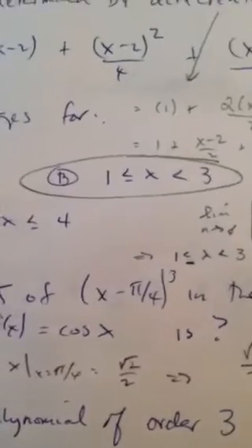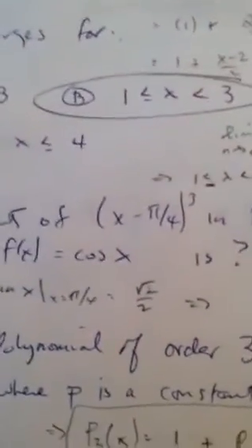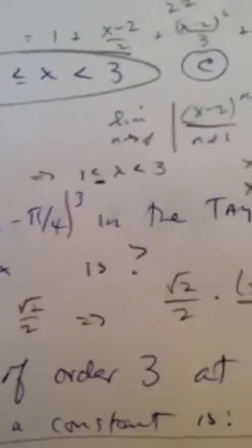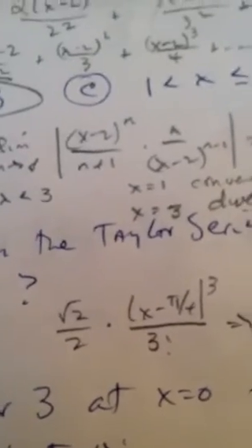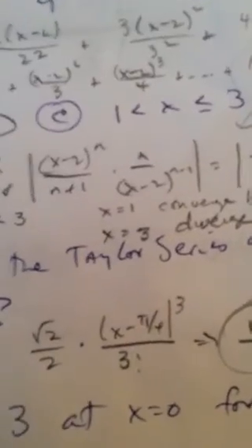This next problem is a slightly tricky problem, but for the coefficient of x minus pi over 4 cubed, I would take the third derivative of cosine x and evaluate it at pi over 4. So that's where I get my square root of 2 over 2. But there's the term now, square root of 2 over 2 times x minus pi over 4 cubed over 3 factorial. 3 factorial is a constant. So the coefficient of the term x minus pi over 4 cubed is actually square root of 2 over 12.